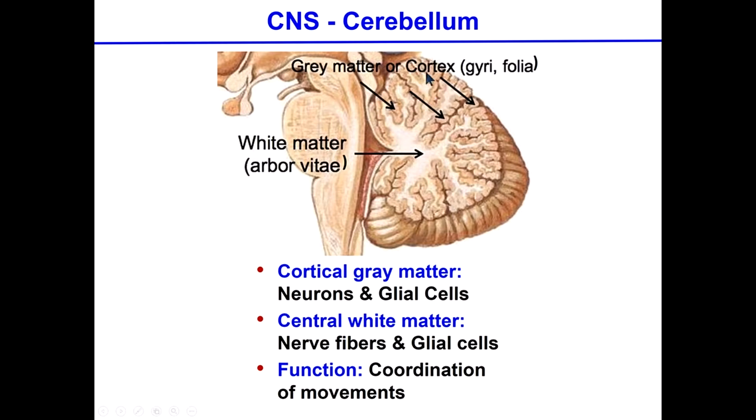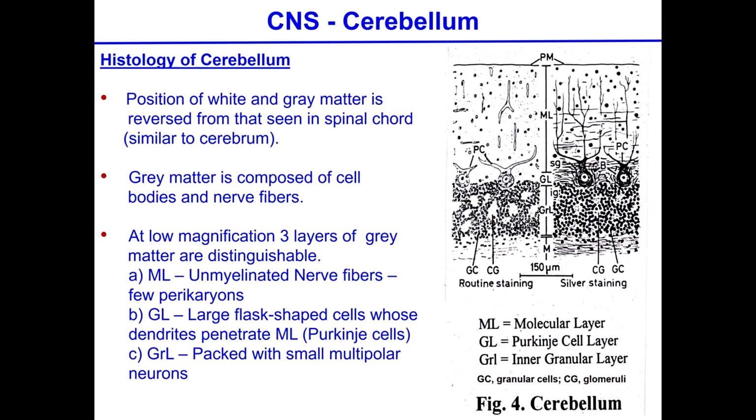As you can immediately see, the gray matter is on the outside and the white matter is on the inside, and the composition remains the same. The gray matter contains neurons, primarily neural bodies, and glial cells. The white matter has primarily nerve fibers and glial cells, and the function of these, as I said before, is the coordination of movements.